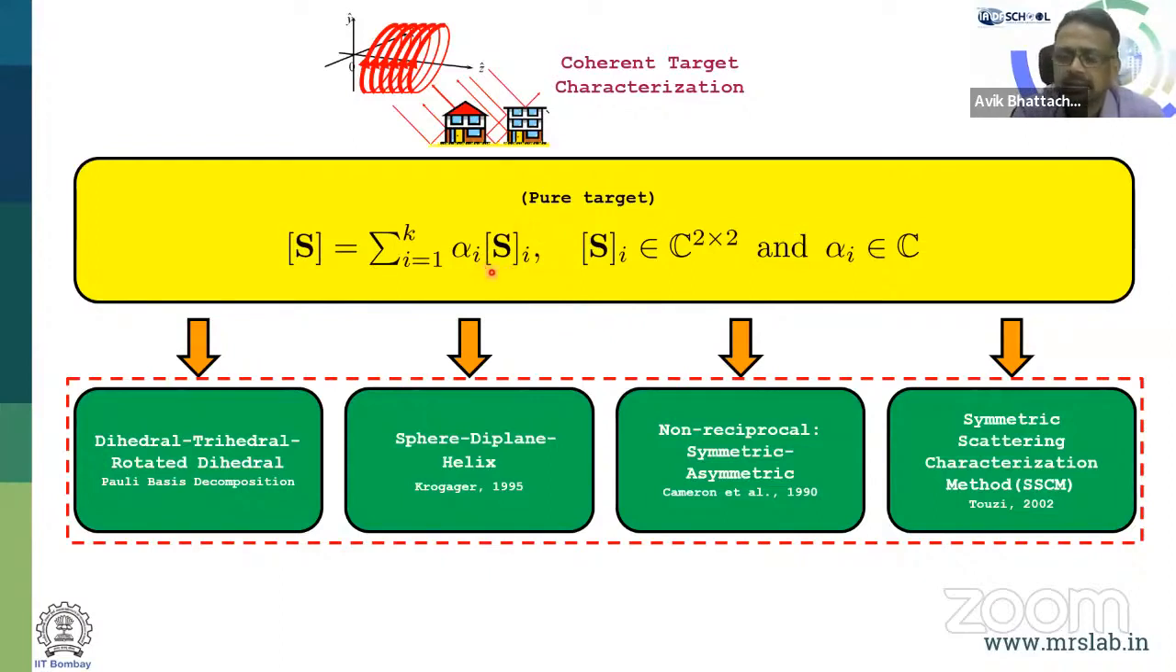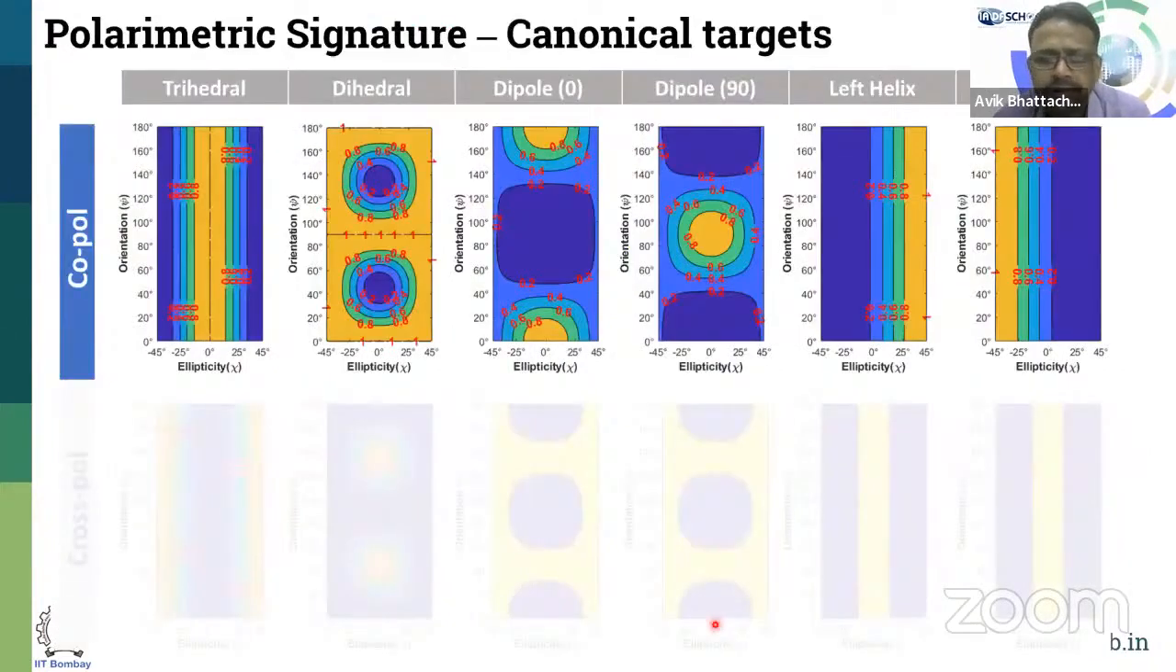So the idea is that with some scaling over here, can I break it up into the constituent elementary or canonical targets? So many theorems and many techniques have been evolved in the past, and it is also a very hot topic of research. And now to characterize the S matrix for the coherent case into various different types of targets, so kind of classifying them into different kinds of elementary targets or canonical targets. But in order to do that, the fundamental nature comes from what is called a signature.